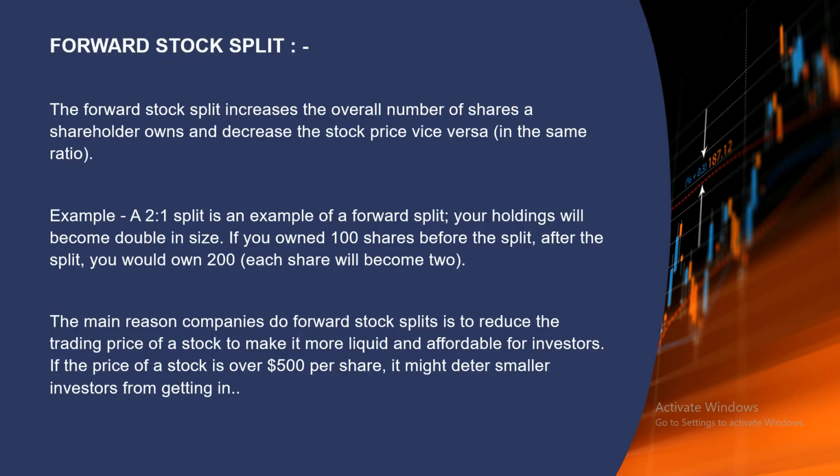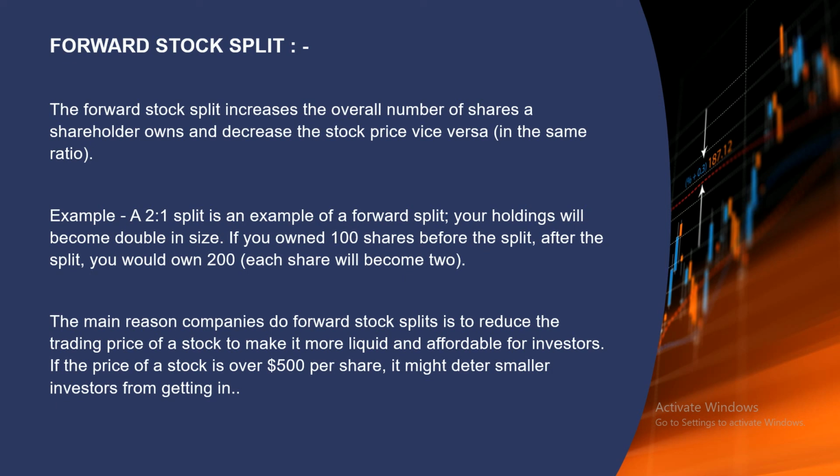Now let me explain both types of stock split and their impact on the stock prices. Let's start with forward stock split. A forward stock split is a type of split where the number of shares increases and the price of the share decreases. Let's understand it from an example. A 2 for 1 forward stock split means your holding will become double in size. So if you hold 100 shares at the price of $10 of the company, then it will become 200 post forward stock split and the price will become $5.